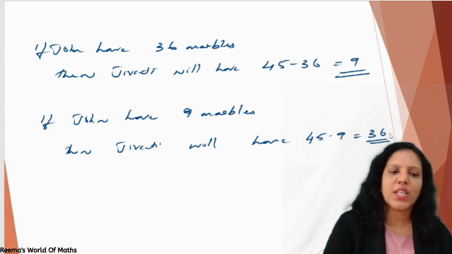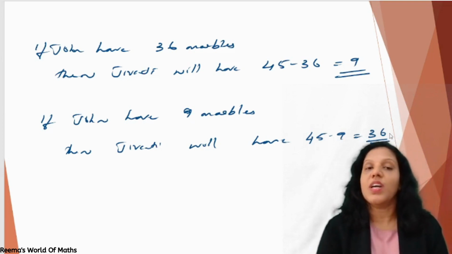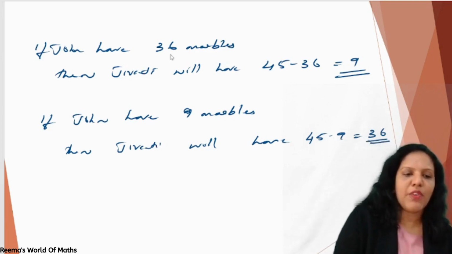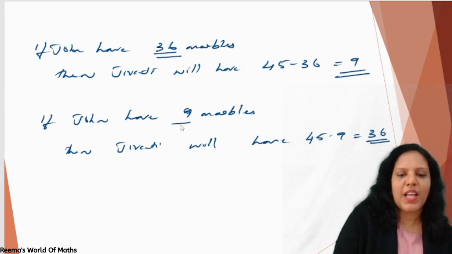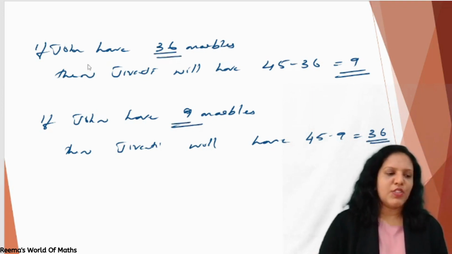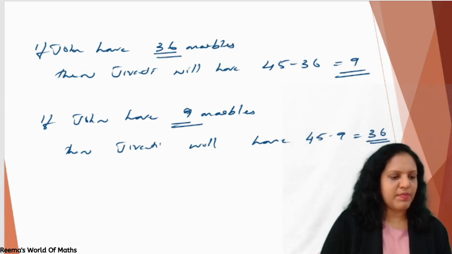So if John has 36 marbles, then Jivanti will have 9 marbles. And if John has 9 marbles, then Jivanti will have 36 marbles. So now let's see the second question.